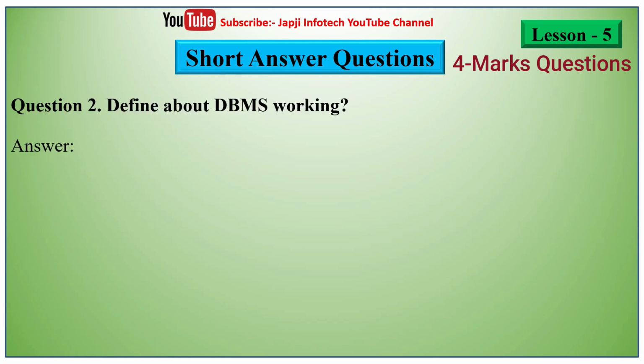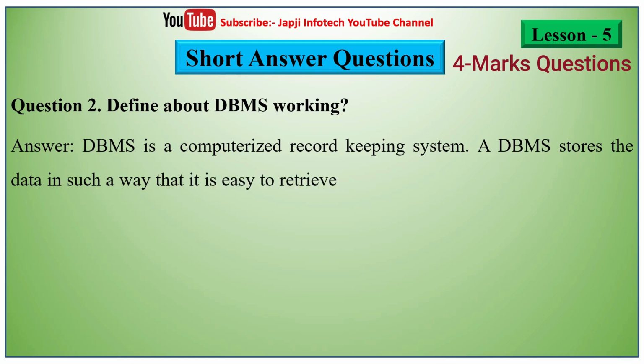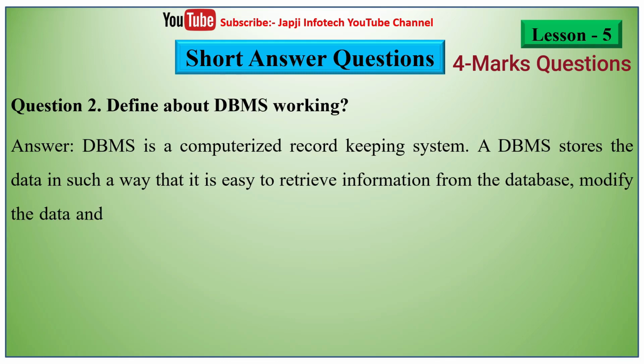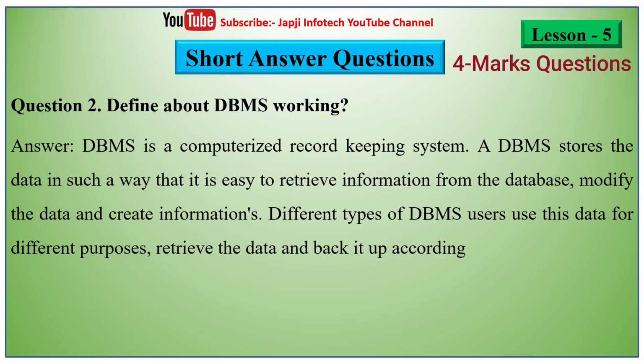And the second question is: define DBMS working. So DBMS is a computerized record keeping system. DBMS stores the data in such a way that it is easy to retrieve information from the database, modify the data and create information. Different types of database users use this data for different purposes, retrieve the data and back it up according to their rights.